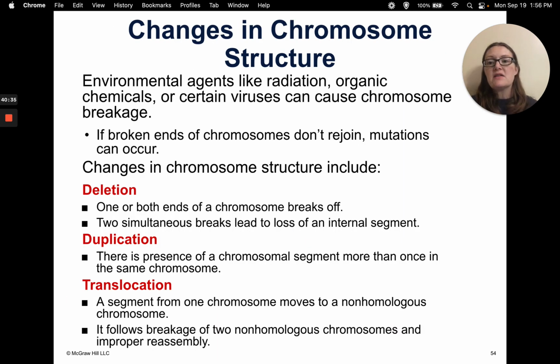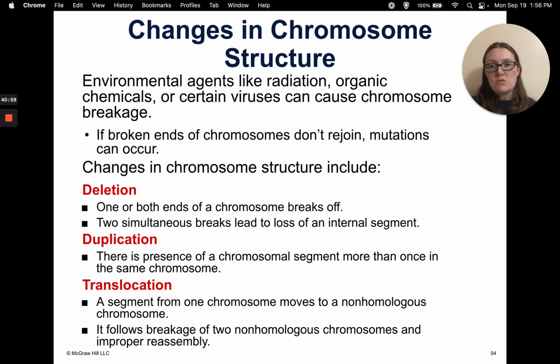Now, there are very many different kinds of mutations that can take place. We can have deletions, duplications, and translocations. A deletion is when something is taken away completely. One or both ends of a chromosome broke off, something is gone. 2 simultaneous breaks lead to a loss of internal segments, and so we can lose information with a deletion.